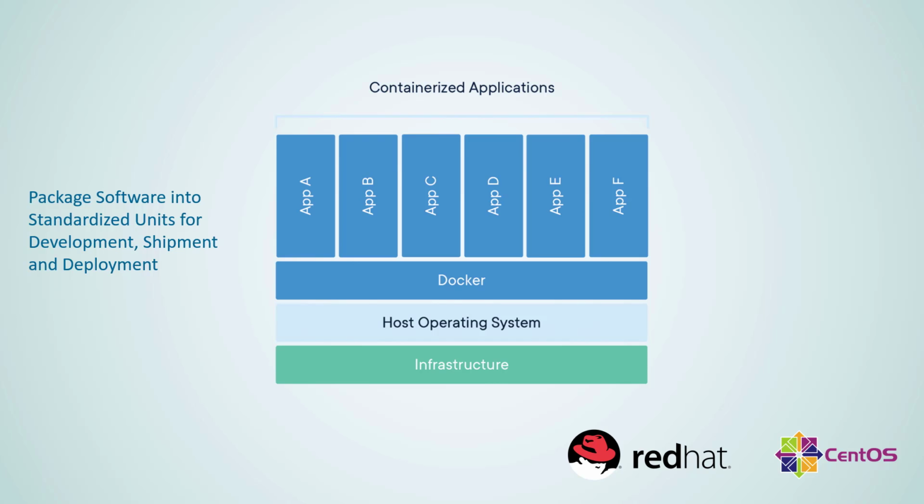A Docker container image is a lightweight, standalone executable package of software that includes everything needed to run an application, which consists of code, runtime, system tools, system libraries, and settings. Container images become containers at runtime, and in the case of Docker containers, the images become containers when they run on Docker Engine.